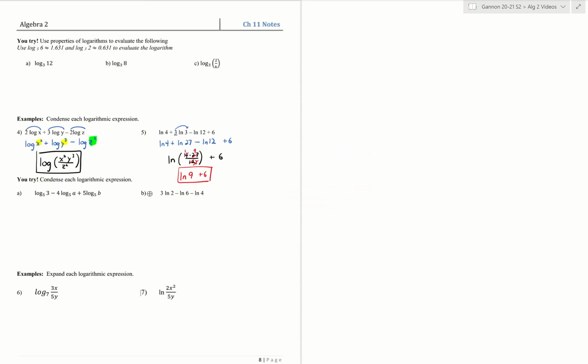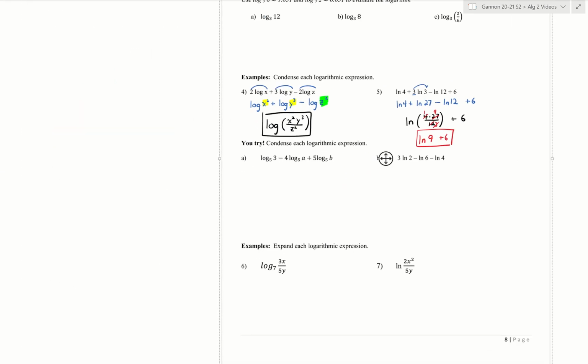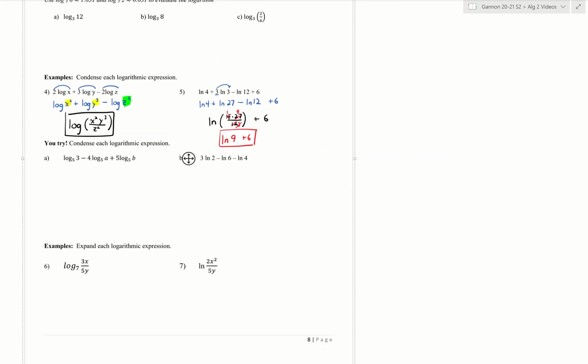And that's the best answer that you can have right there. So again, the idea is if the logarithm is positive, then the argument goes in the numerator. But if the logarithm is negative, like it is here, then the argument goes in the denominator and goes on the bottom.